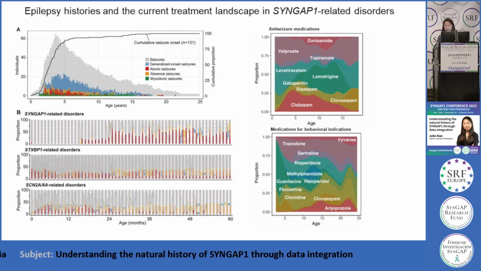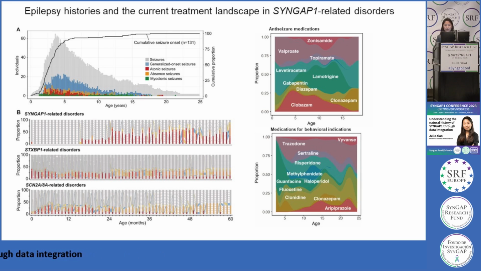What about the treatment landscape? We can also look at medication data that are extracted from the medical records. This provides an unbiased and systematic view of the treatment landscape in SYNGAP1. On the top, we're looking at medications for seizures. We can see levetiracetam, as well as Depakote, and then lamotrigine are commonly prescribed. On the bottom, we're looking at medications for behavioral indications, where we see medications for sleep-related concerns in early infancy and childhood, and then more medications for behavior later on in life.